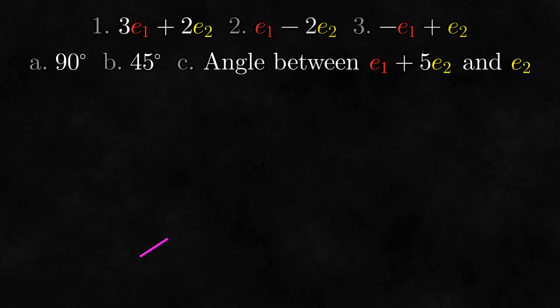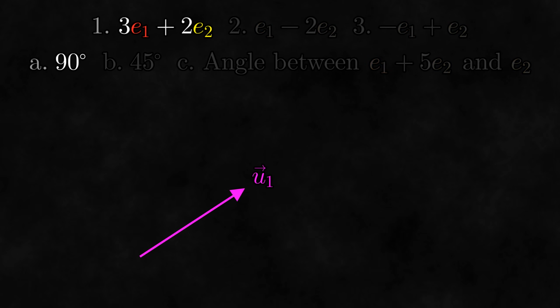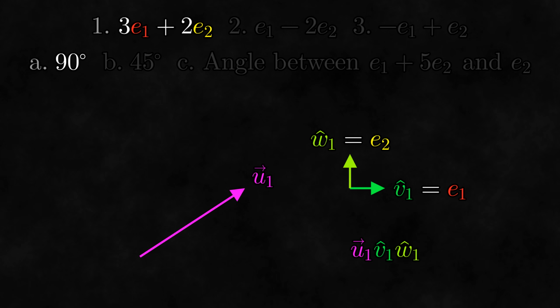Let's start with the first vector and the first angle. To rotate a vector by 90 degrees, we need to find 2 unit vectors that are at a right angle. The easiest vectors to pick are E1 and E2. Then we just need to calculate this product to perform the rotation.